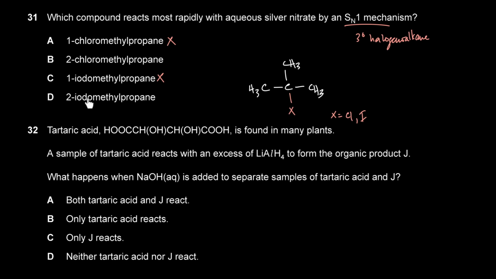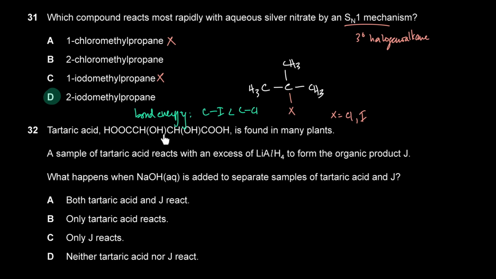Now, iodoalkanes will react faster than chloroalkanes. The rate of reaction will be faster for 2-iodomethylpropane than it would be for 2-chloromethylpropane. The reason is that the bond energy of the carbon-iodine bond is lower, in other words a weaker bond than the carbon-chlorine bond. That means lower activation energy and therefore a faster rate of reaction for 2-iodomethylpropane.